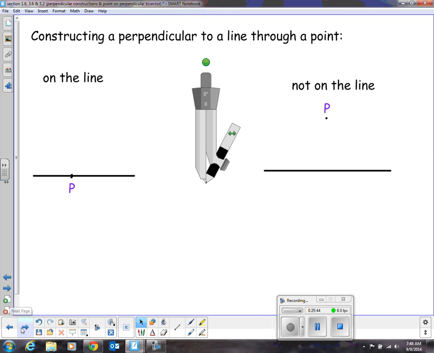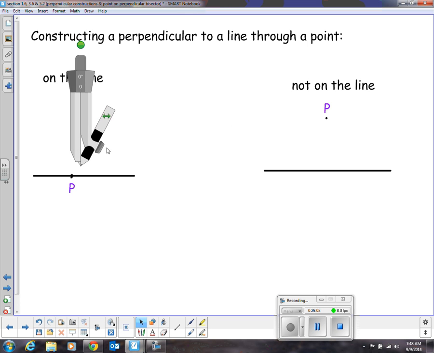Now we're going to construct a perpendicular to a line through a point. You have two options. The point could be on the line or the point could be not on the line. All right? So we're going to do this one first. You've got to put your compass point on the point that you have. So draw a segment with a point P.